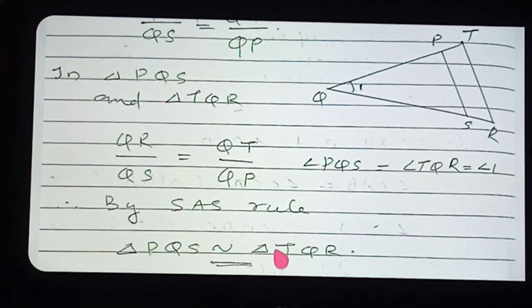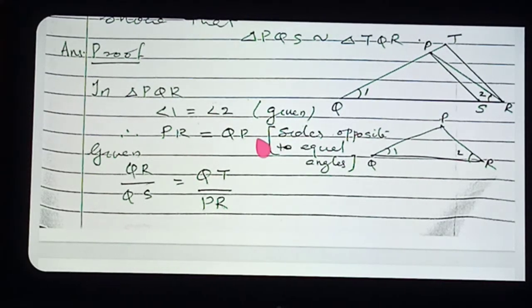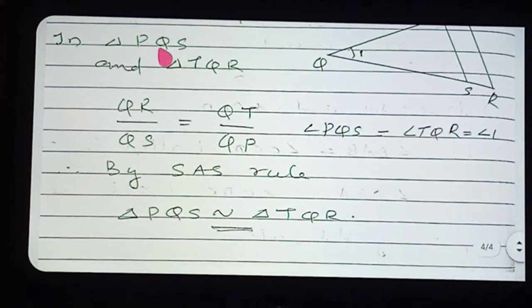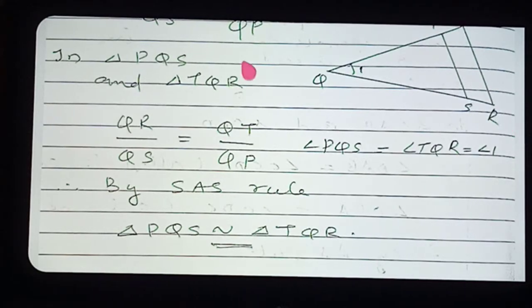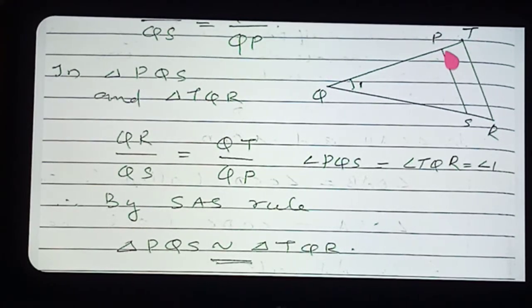Only one single technique we applied here. Instead of PR, we found the value of PR, and PR is the same as QP. That is all you did. The remaining is all given in the question. Now see, in triangle PQS and triangle TQR, QR by QS is equal to QT by QP, and their included angle is equal.